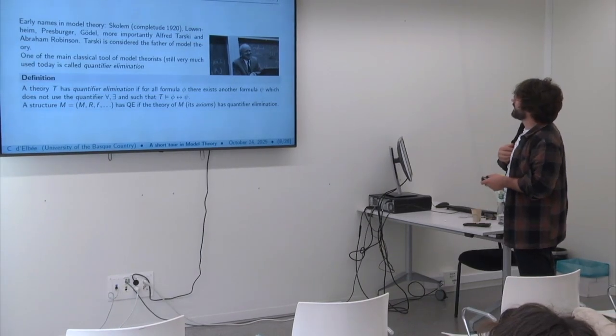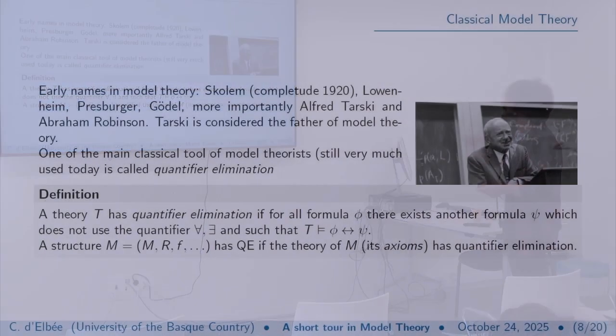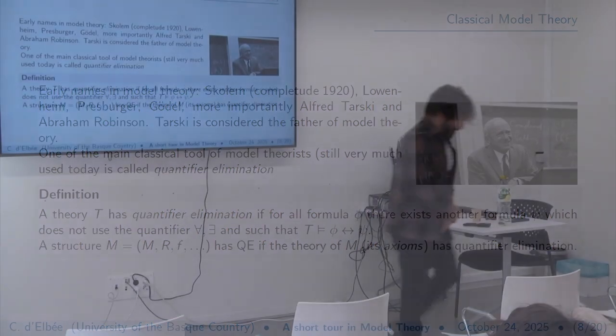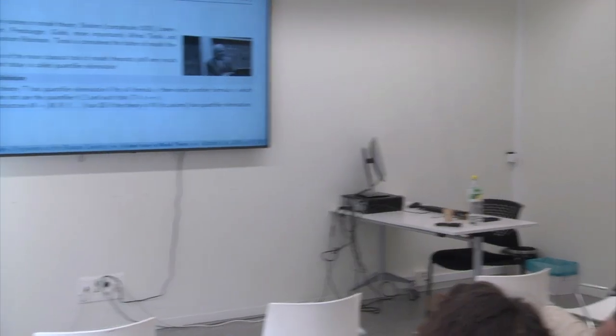Okay, so that's a funny picture of Tarski. It doesn't look so good. Skolem maybe completed around 1920. So those are the big names in model theory, let's say the early names: Lowenheim, Presburger, and then you have these two guys, Tarski and Robinson. Tarski is considered the father of model theory. I think he said it, he called himself that. A bit weird.